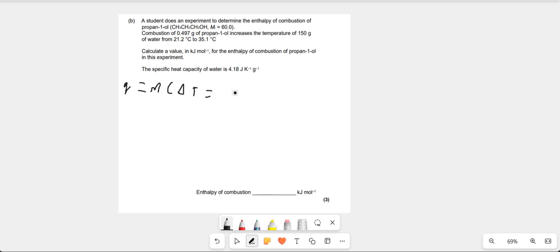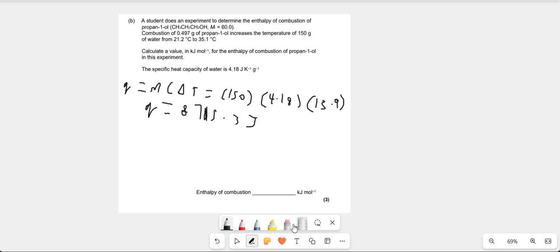Now, M is the mass of water, because that's the thing you're actually increasing the temperature of, so it wouldn't make sense to take the mass of propanol. It's the mass of water. And then C is always 4.18. And then delta T is just 35.1 minus 21.2, which would give you 13.9. Now very easily you can find Q. So what's Q then? Q would be all that put together, which would give you 87.3 joules.